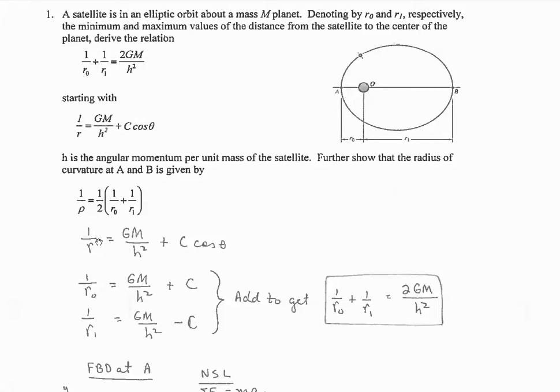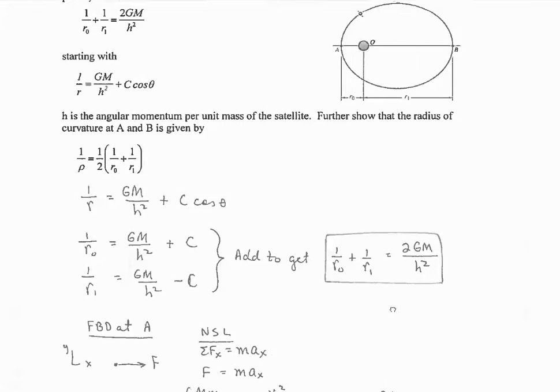Okay, so what we're going to do is look at it when R is equal to R0. Right there, we have GM over H squared plus C times the cosine of 0 degrees, which is 1. And then when R is equal to R1, which is over here, it equals GM over H squared, again for this equation, plus C cosine theta, but it's cosine of 180 degrees, which is -1. So you end up with this. Now, it's very easy to see that if I add these two equations together, I'll drop off the C's. So I'll have 1 over R0 plus 1 over R1 equal to the right-hand sides added together, and I get 2 GM over H squared.